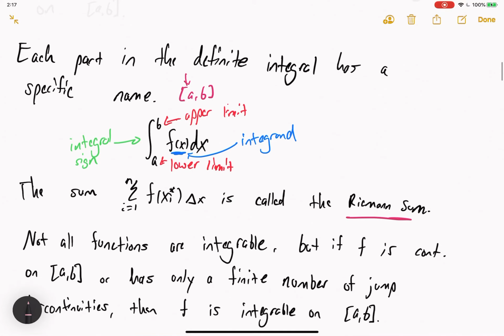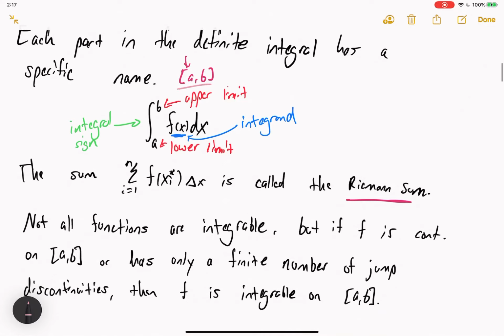And each part of the definite integral has a specific name. Remember that we're not integrating, but we're finding the area from a to b, so we need to make sure we indicate that. And we also need to indicate what we're doing. So this right here is going to be the integral sign. a is going to be the lower limit. b is going to be the upper limit. And the thing we want to integrate goes inside, f of x, and that's referred to as the integrand. And dx is basically what determines the variable you're integrating with respect to. If you didn't have the dx there, I couldn't give you an answer.